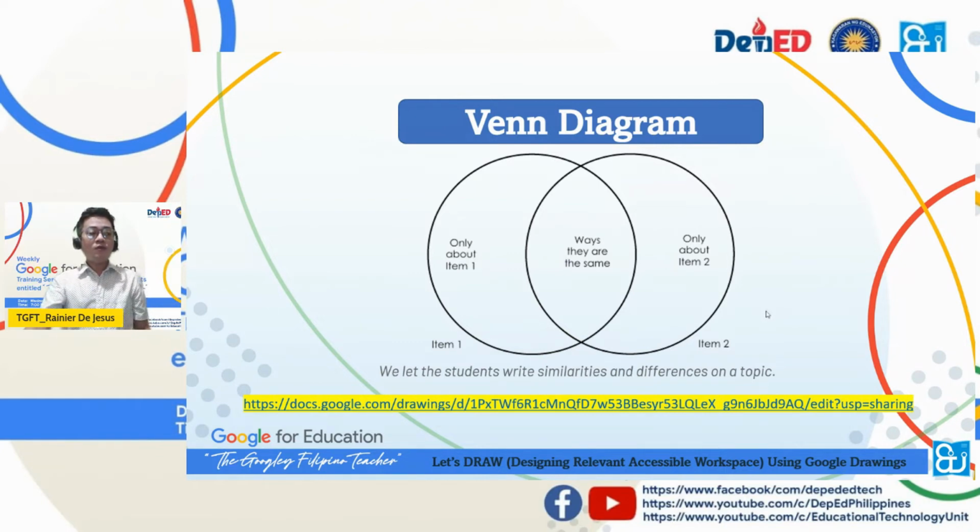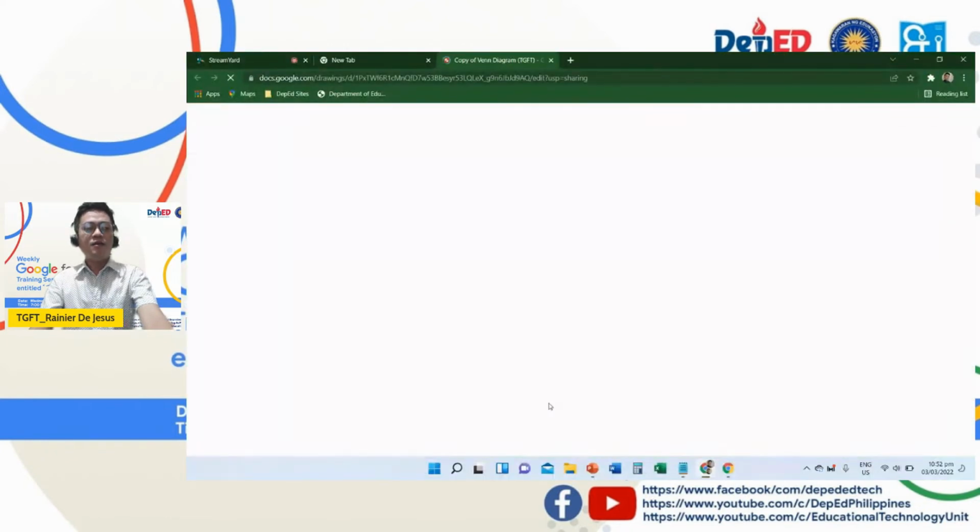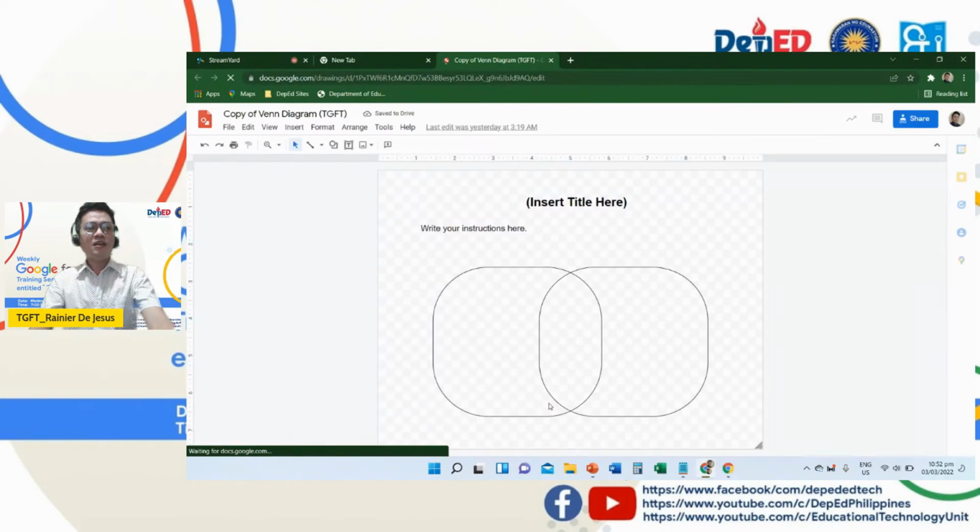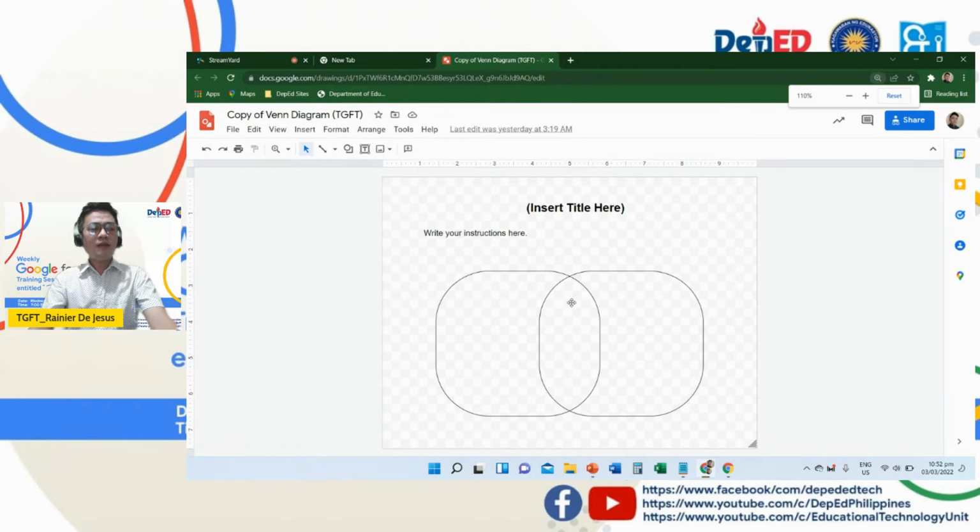May papakita po akong isang template ng ating Venn diagram. Click ko po itong link natin. Ayan. So, papasok po tayo dito sa ating Venn diagram template. So, ito po yung pinapakita natin na interface po ni Google Drawings.